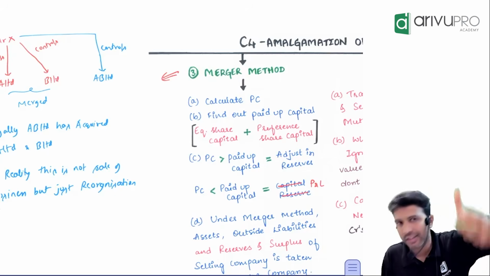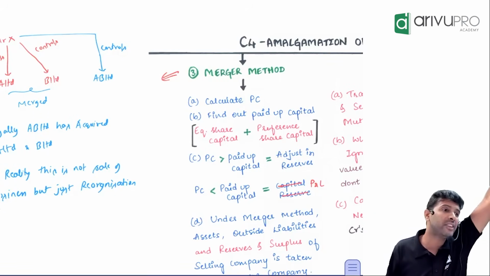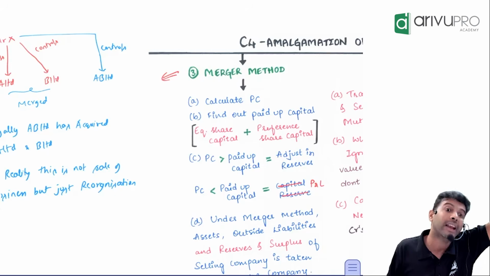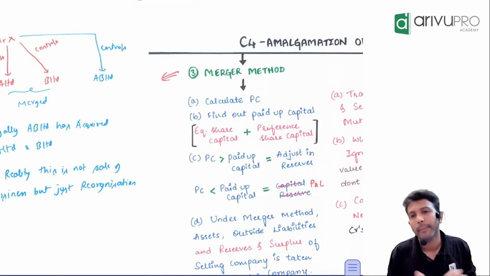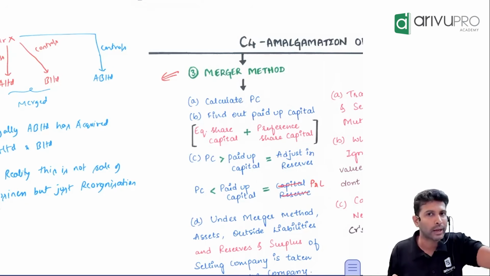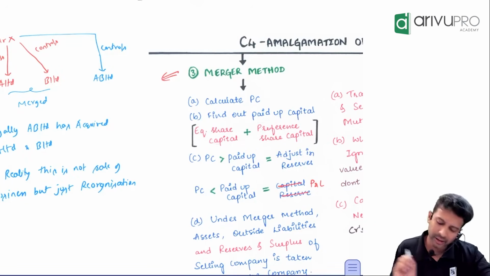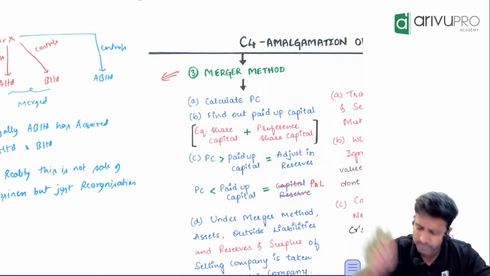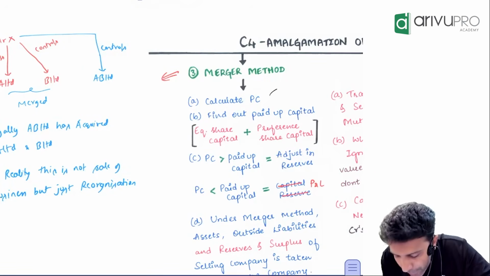So the first step is to calculate PC. Other than PC, in the purchase method what else was there? Net assets. Here, instead of net assets, you have to calculate something called paid up capital. There are two types of capital: equity share capital and preference capital. It will be given in the question's balance sheet. Add them and you will get paid up capital.